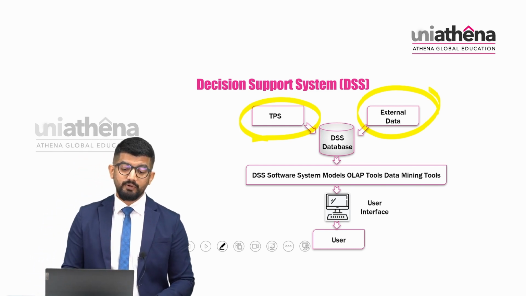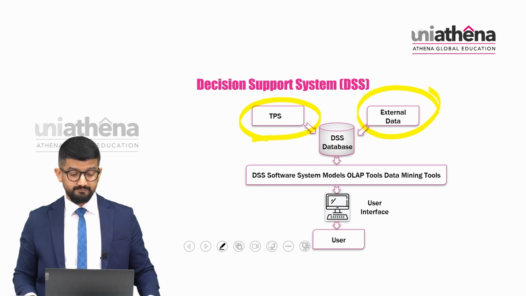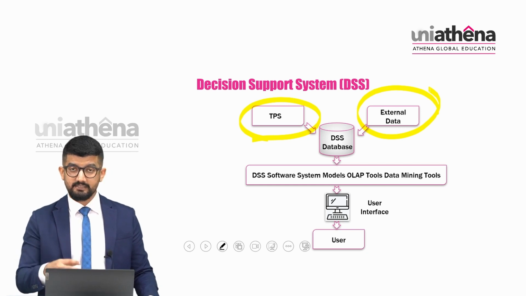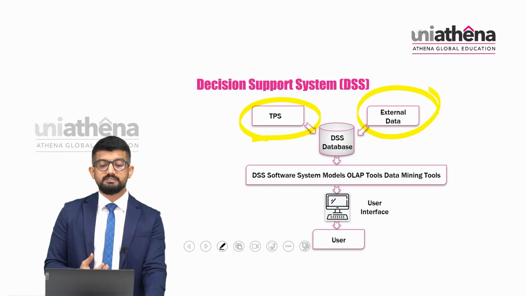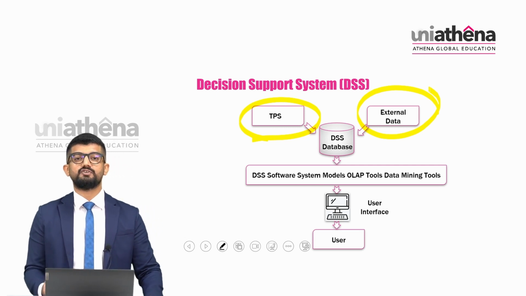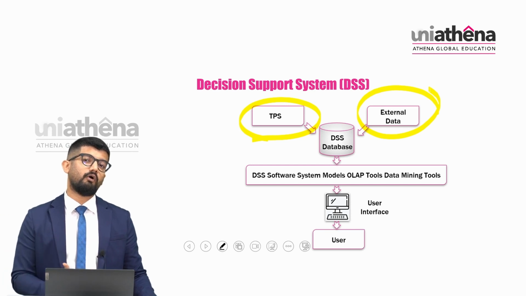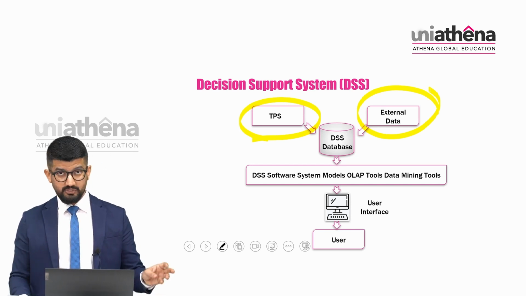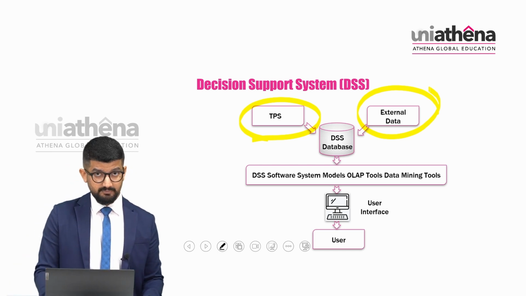The DSS software system models OLAP tools, data mining tools, to create a user interface, and ultimately it gets down to the user. So what happens over here? The decision support system enables executives to make decisions based on the data that is being recorded on a day-to-day basis through the transaction processing system and the external data that it is being bombarded with.